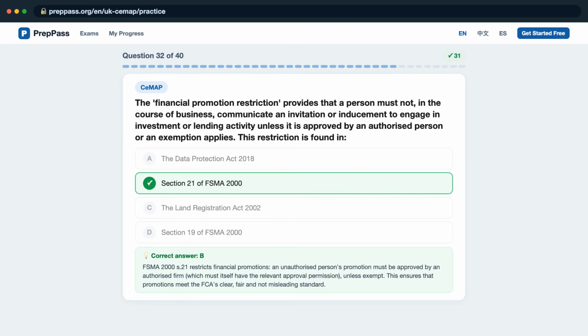The correct answer is B. FSMA 2000 S.21 restricts financial promotions. An unauthorized person's promotion must be approved by an authorized firm, which must itself have the relevant approval permission, unless exempt. This ensures that promotions meet the FCA's clear, fair, and not misleading standard.